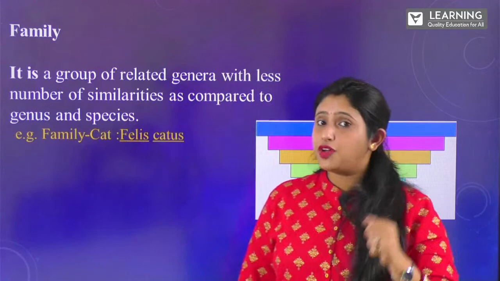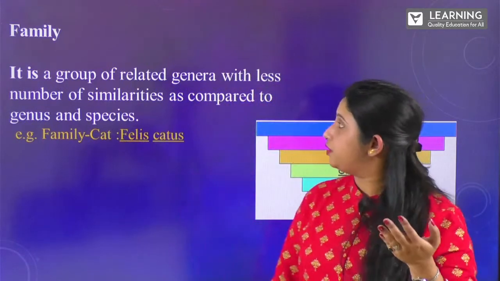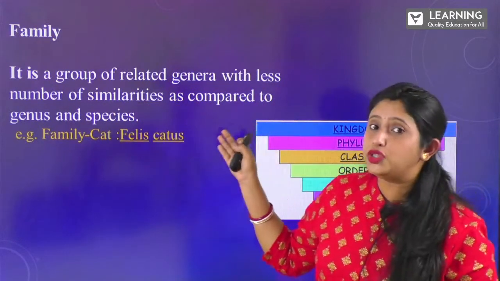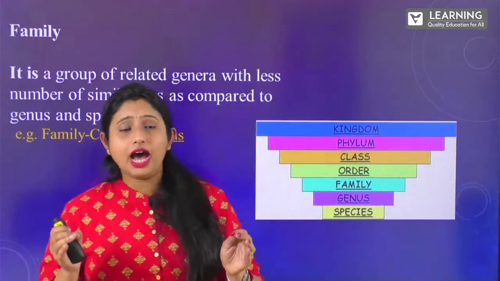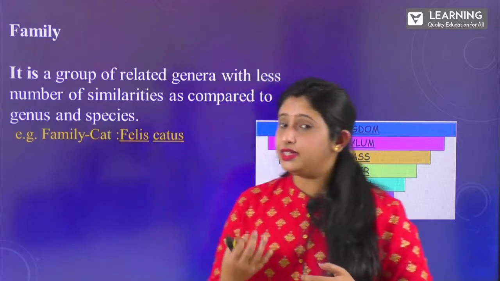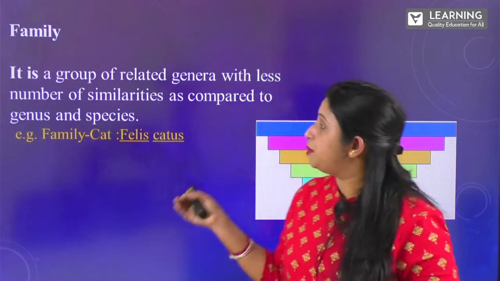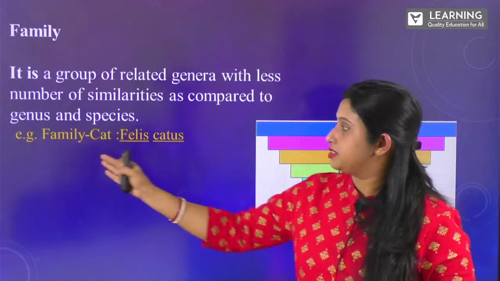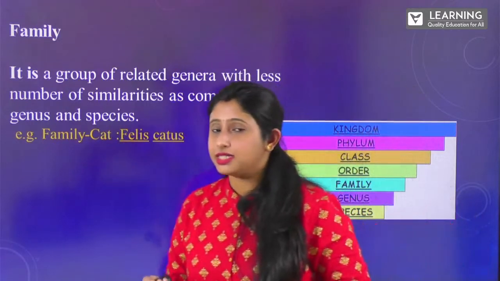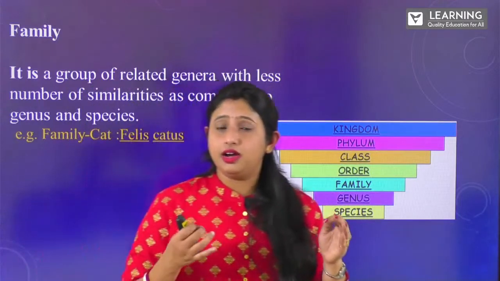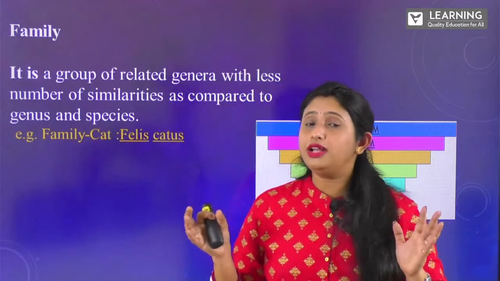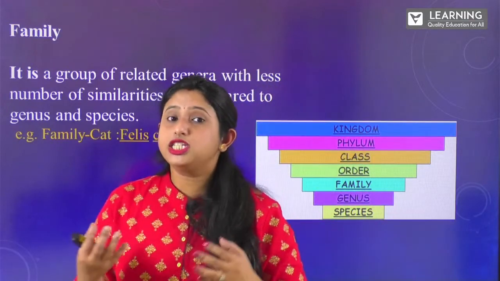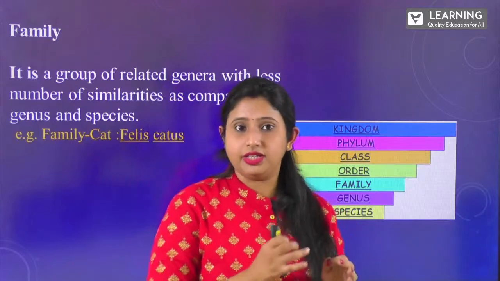So what is this family? It is a group of related genera, with a lesser number of similarities as compared to genus and species. They have some common characteristics but fewer. For example, the family of a cat, and the scientific name of the cat is Felis catus. Like, for example, monkey, gorilla, primates, and human beings all come under one family. Clear? So that's how grouping the genus and species together into one category is your family.